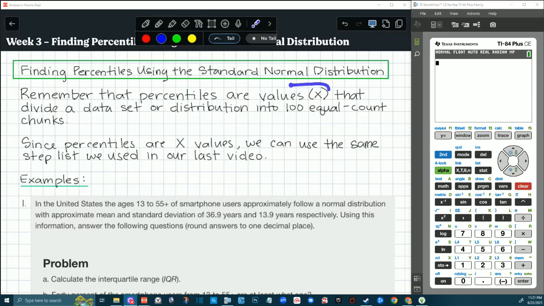The most important part of that is they are data values. And they are data values that correspond with a percent measure. Right? 80th percentile. That means 80% of the data values are less than or equal to that x value. These are very similar to the problems we saw in the last video, except they are all left tail questions. So we're going to use the same step list we used in our last video to find percentiles. So we're going to do a couple examples together so you can see what this modified process looks like.